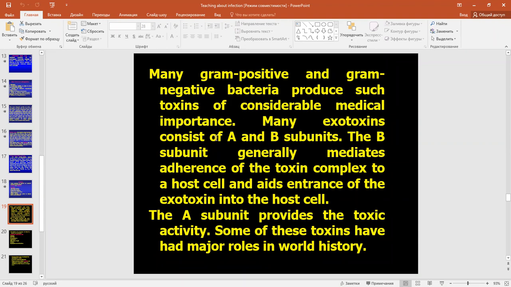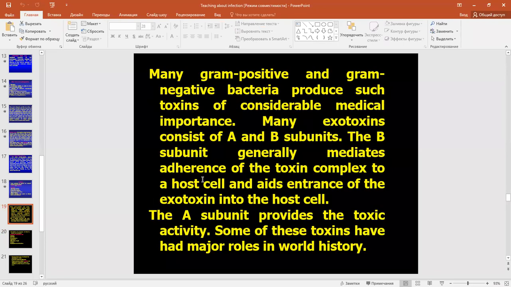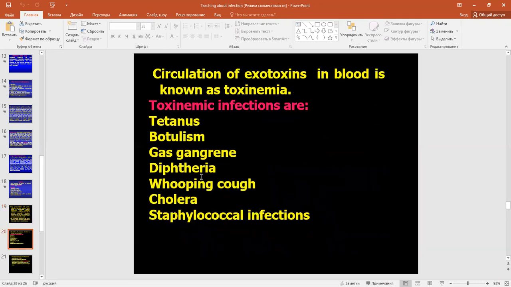Many exotoxins consist of A and B subunits. The B subunit generally mediates adherence of the toxin complex to a host cell and entrance of the exotoxin into the host cell, and the A subunit provides the toxic activity. Some of these toxins have had major roles in world history, like outbreaks of diphtheria, and so on. Cholera is a pandemic infection, and all these diseases are very common toxinemic infections.